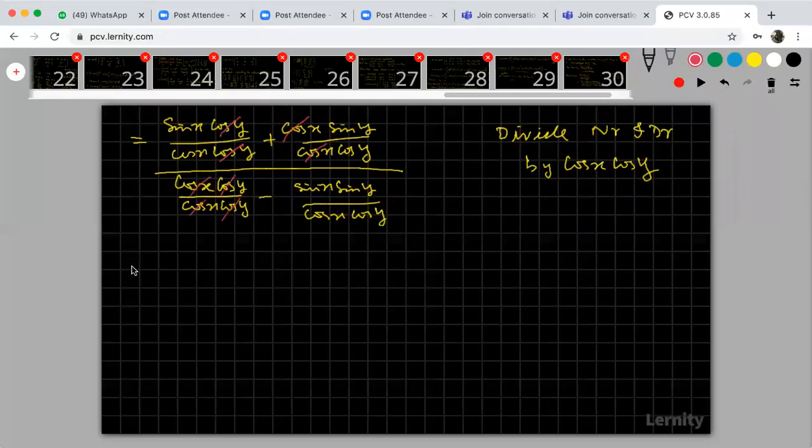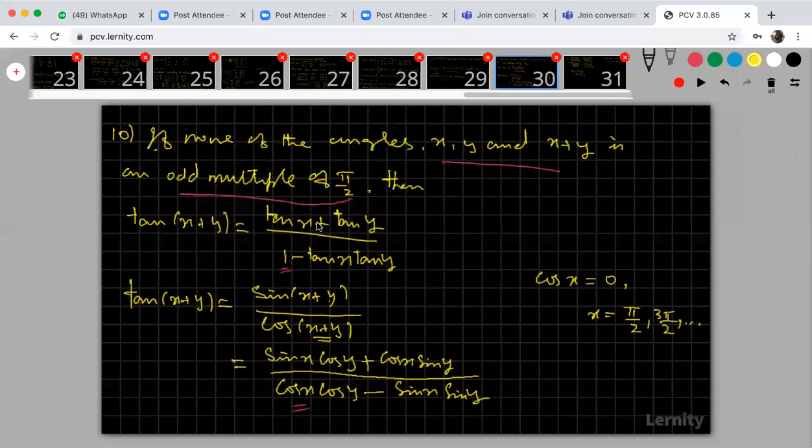So therefore, I am going to write the remaining sin by cos, that is tan x. Here sin y by cos y, that is tan y, divided by, here it is 1. Here sin x by cos x, that is tan x, and here sin y by cos y, it is tan y. Okay, so therefore this is your right answer. See that? Tan of x plus y is equal to tan x plus tan y divided by 1 minus tan x tan y. So therefore, this is your right hand side.